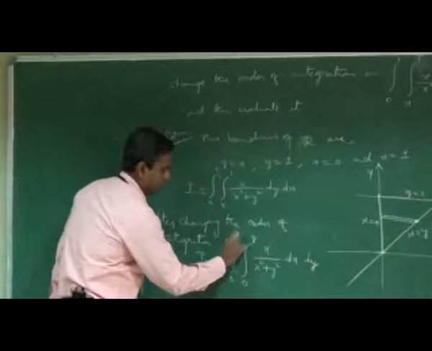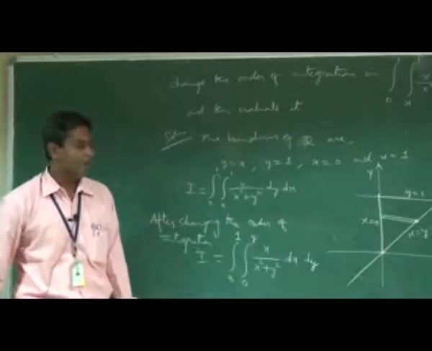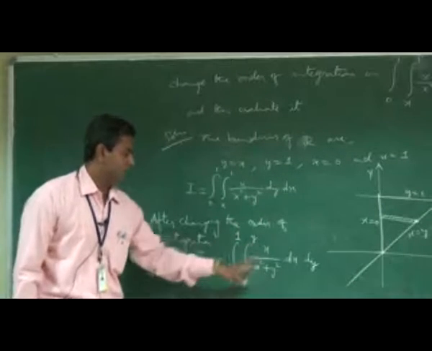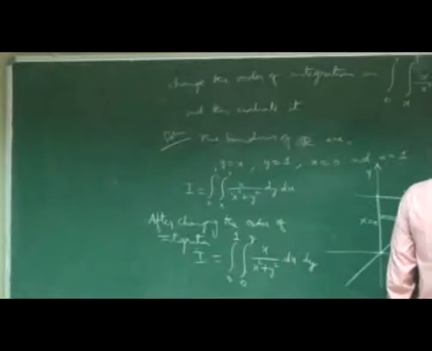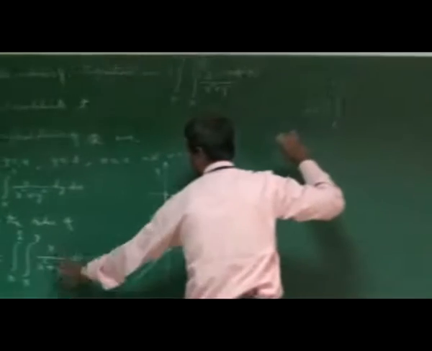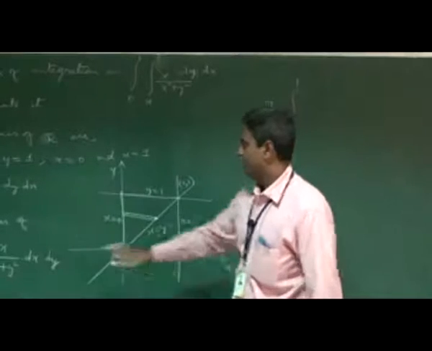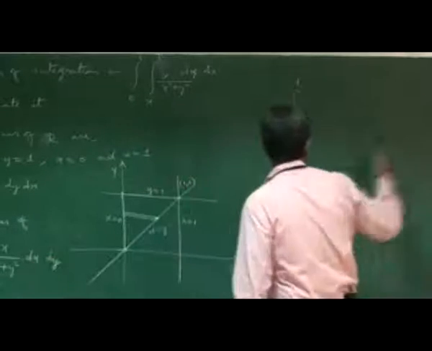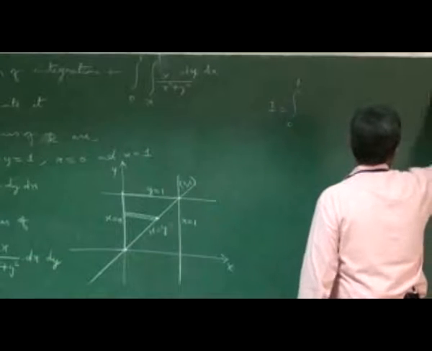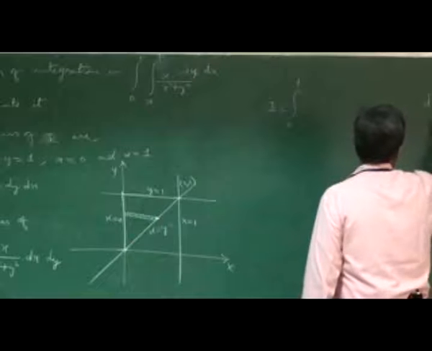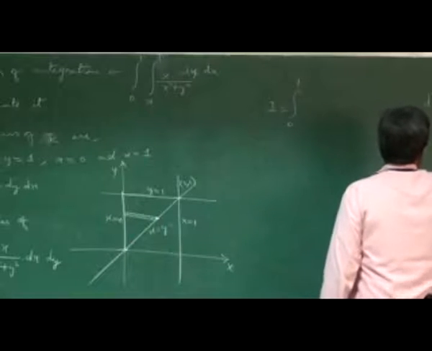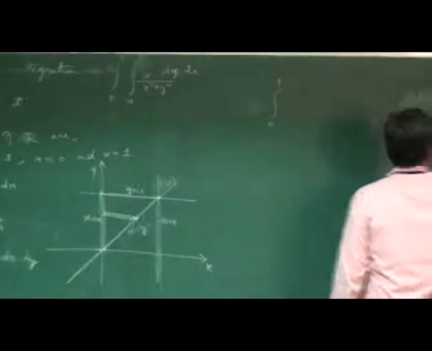So the upper limit of y is 1, and then we take the integration for the first case, that is I equal to integral of 0 to 1, and we take the integration of x divided by x squared plus y squared. So in this case we know the formula, that is d of f dash of x divided by f of x can be written as log of f of x.